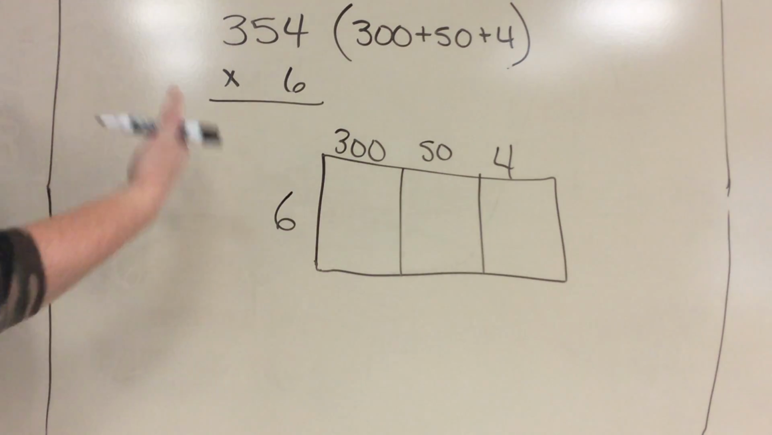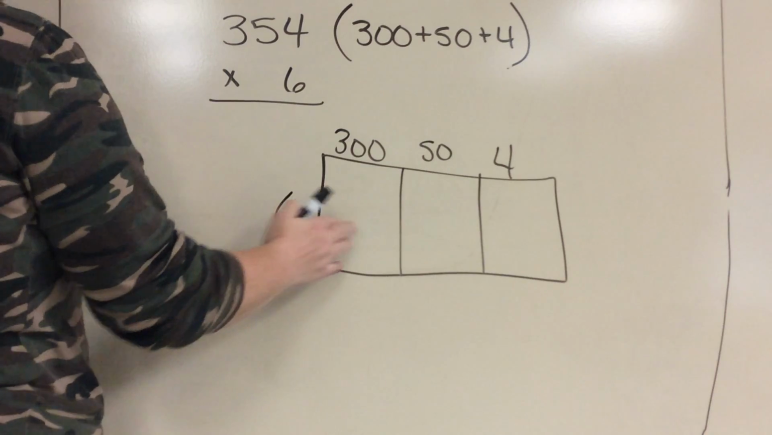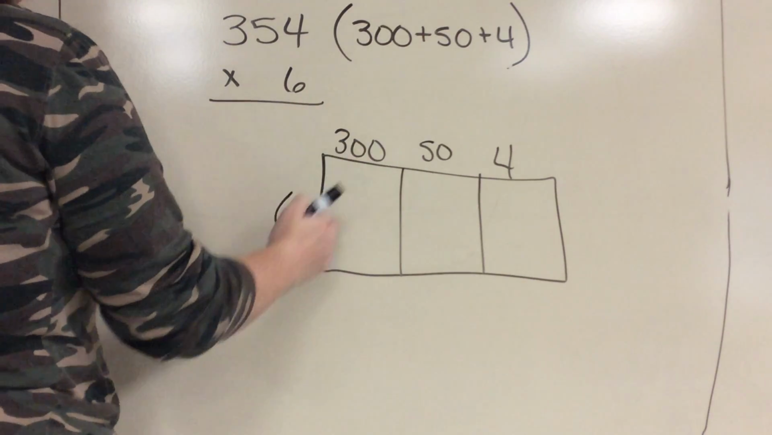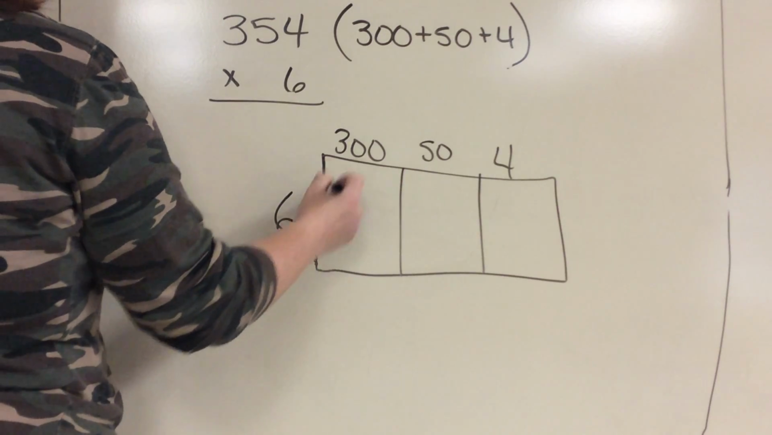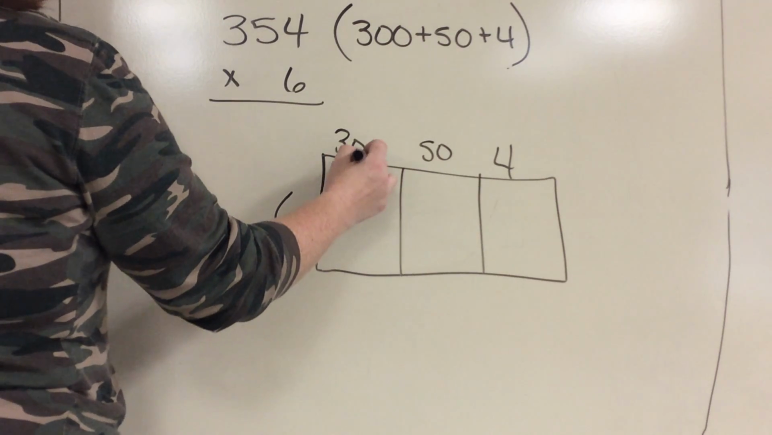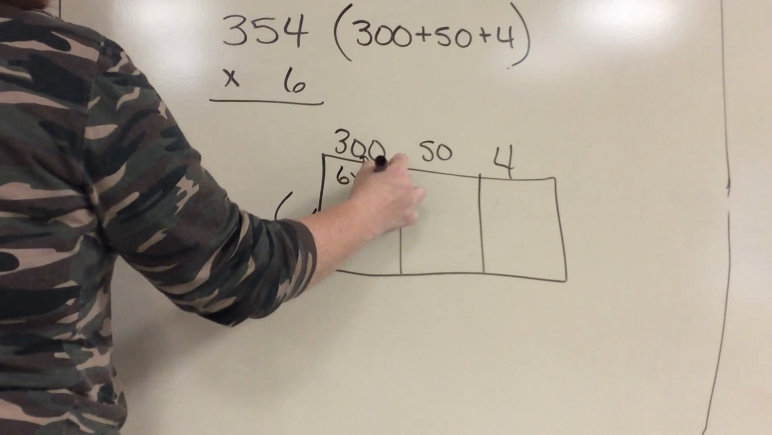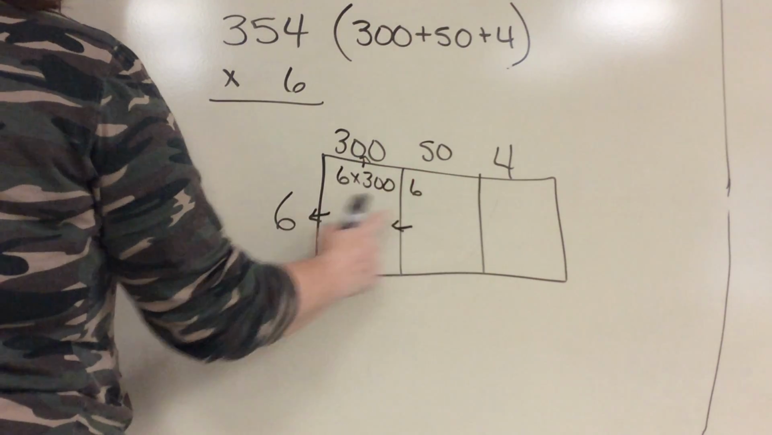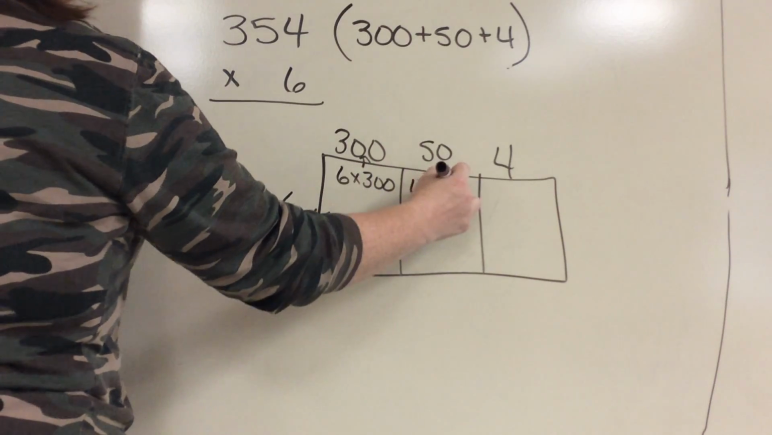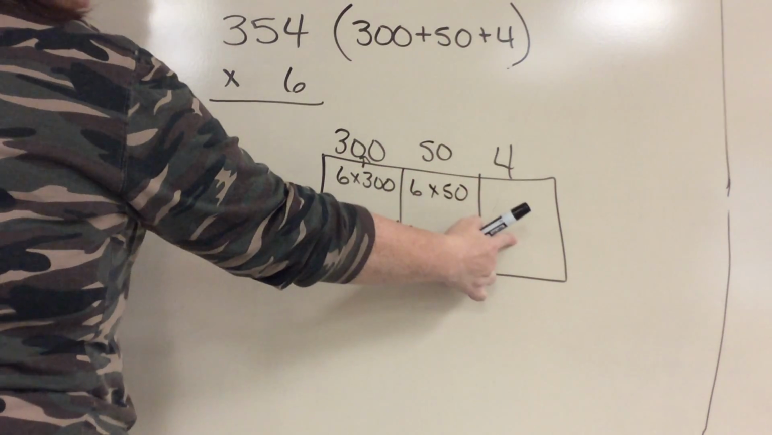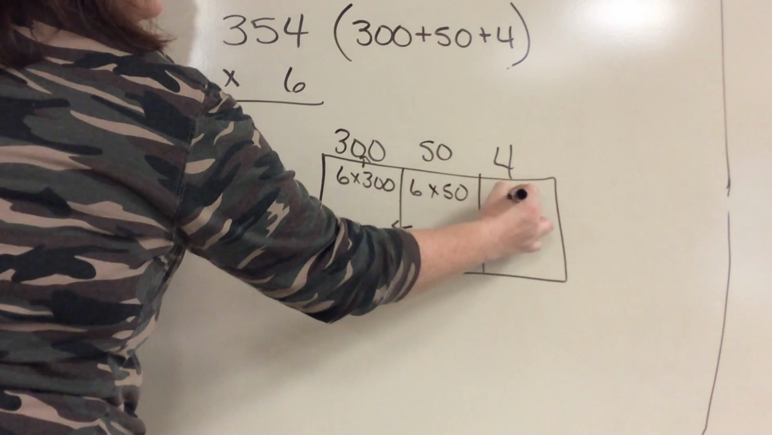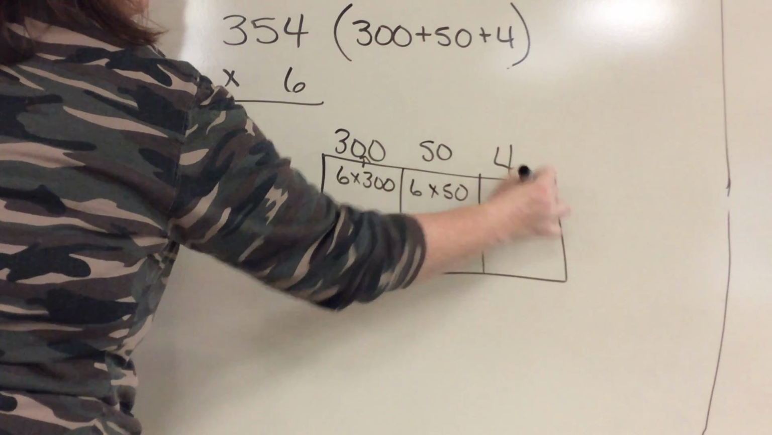Step 3, multiply. So we're always going to multiply for each column what's beside the box and what's on top of the box. So we're going to multiply what's beside the box, 6, times what's on top of the box, 300. For this column, what's beside the box, 6, times what's on top of the box, 50. For this last column, what's beside the box, 6, times what's on top of the box, 4.